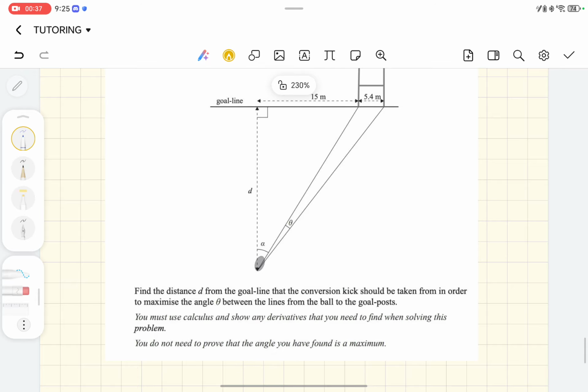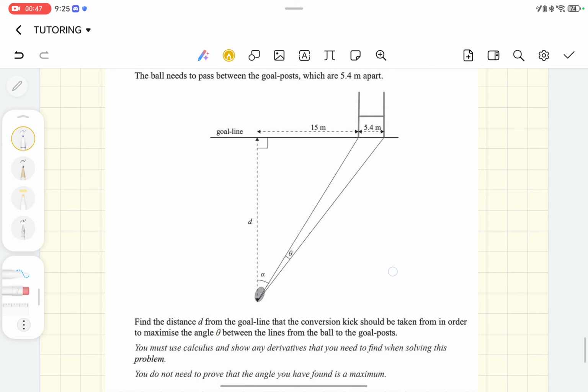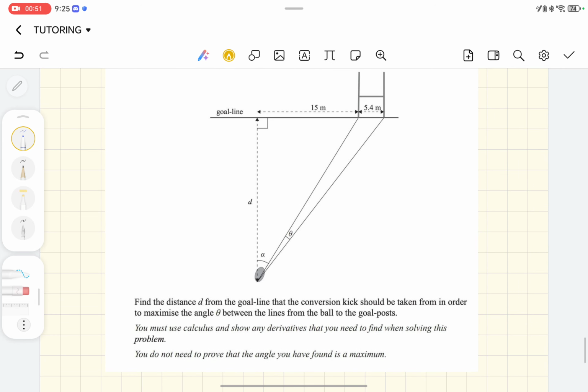Both ways have a similar approach. In this question, it says in a rugby game, a try is scored 15 meters from the left-hand goalpost, and the conversion kick, all of that stuff. Essentially, we have to work with this diagram, and we're trying to find at what distance d we maximize the angle theta over here.